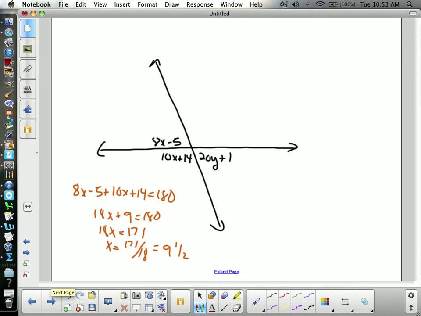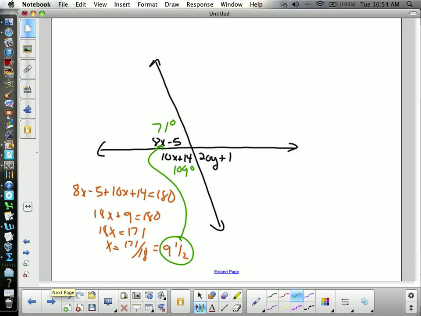Okay. Now that I know that, I can substitute that back in to find the measure of this angle. So 8 times 9.5 minus 5 means this angle is 71 degrees. And 10 times 9.5 would be 95 plus 14 is 109. And sure enough, that adds up to 180.